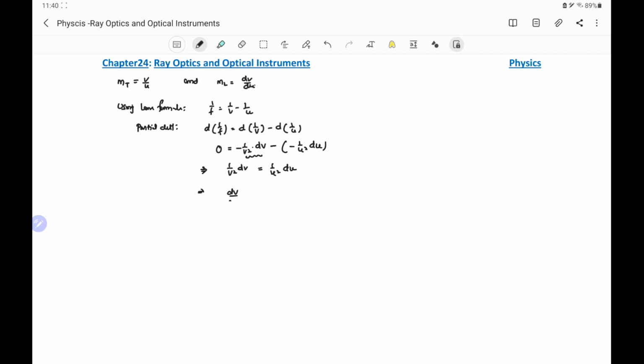So dV by dU will be equal to V square by U square. Or we can write, because dV by dU we have already mentioned is the lateral magnification ML, and V by U is the transverse magnification, it is MT square. So ML equals MT square for a very small object.